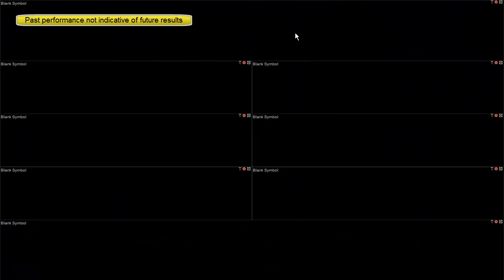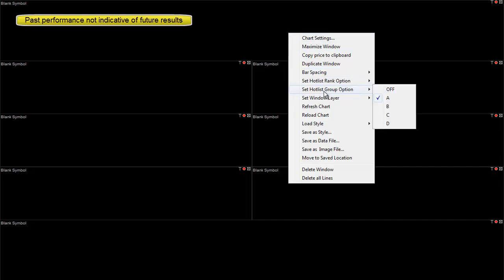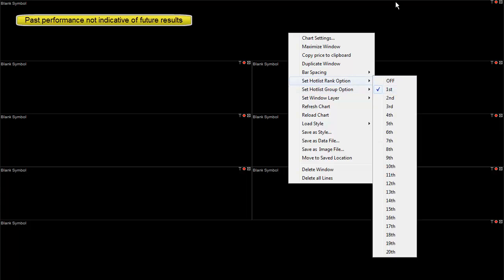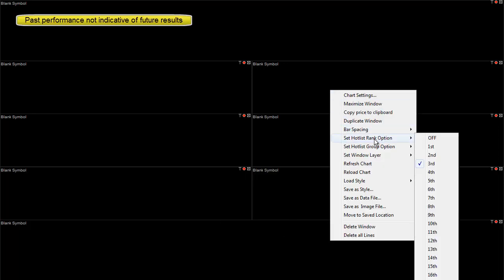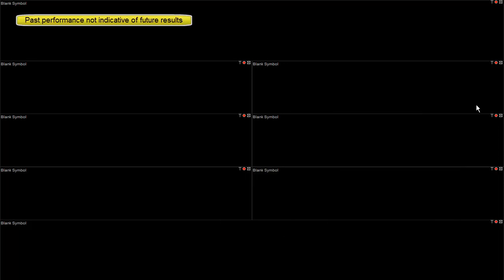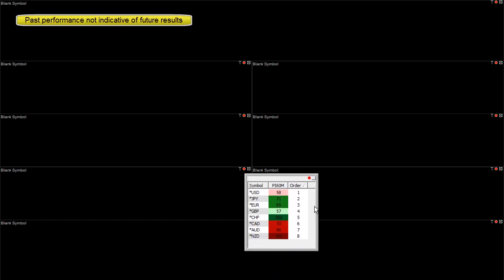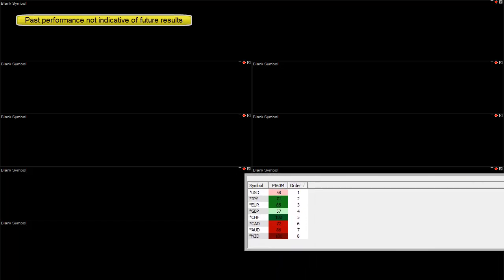These blank charts are the placeholders, and this is a new option right here. You set hot list group option to A, you set hot list rank option to 1 for this first one. This one would be number 2, see, number 3, and so forth. And because these charts in the blank placeholders are linked up, when I then go in and sort this list, I'm going to make it bigger so I can grab the edge of it and get it back.